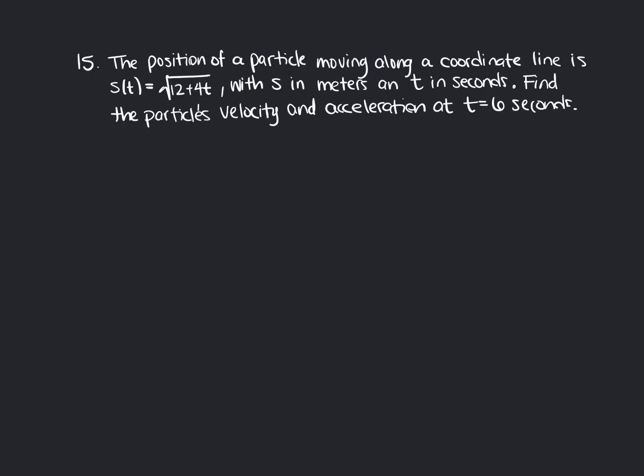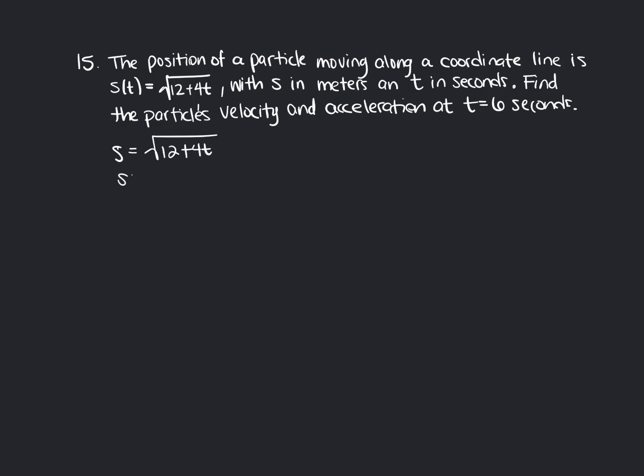Number 15, the position of a particle moving along a coordinate line is s of t equals the square root of 12 plus 4t, with s in meters and t in seconds. Find the particle's velocity and acceleration at t equals 6 seconds. All right, so remember the velocity is just the first derivative of my position. Now, my position function is given as the square root of 12 plus 4t.